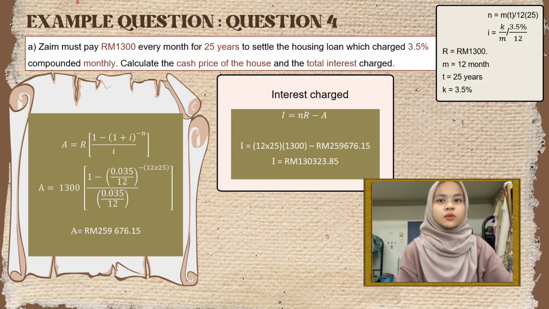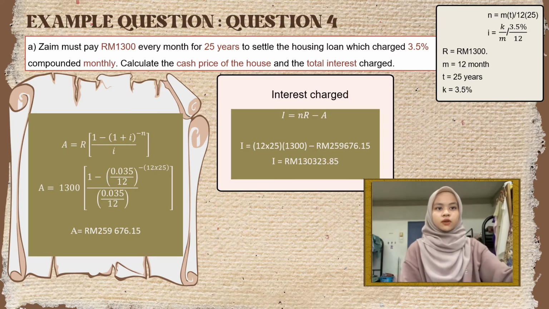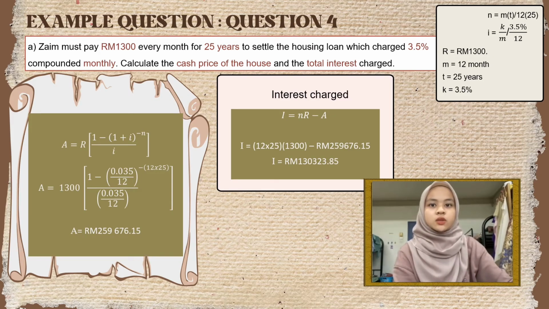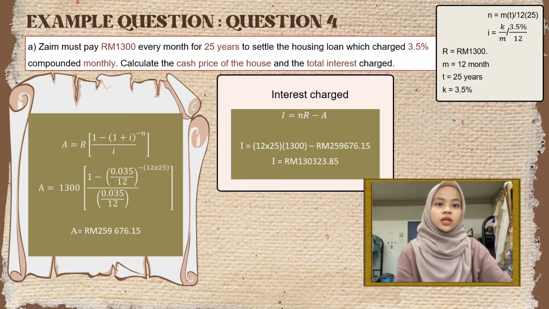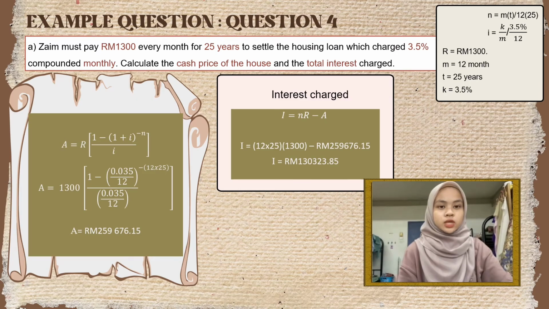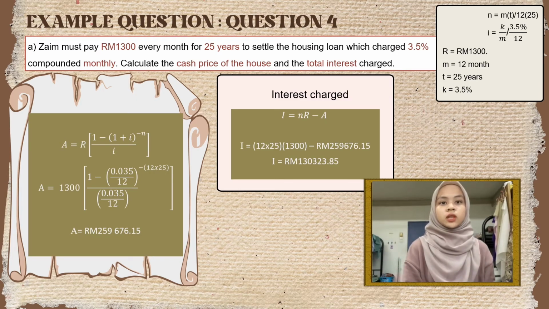So this is the example question. Zaim must pay RM300 every month for 25 years to settle a housing loan, which charges 3.5% compounded monthly. Calculate the cash price of the house and the total interest charged. This question requires us to find the amount that Zaim got at the start of this loan. So the 300 is R, the amount of the periodic payment. 25 years is the term, multiplied by 12 months. 3.5% is the interest rate.